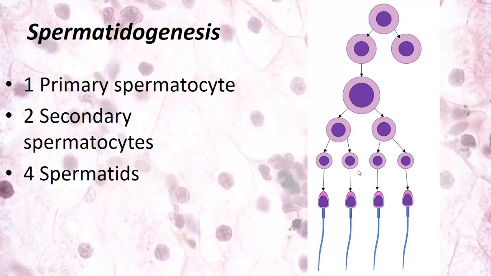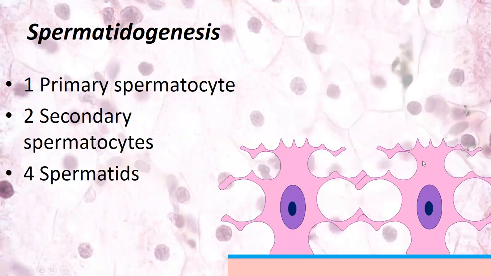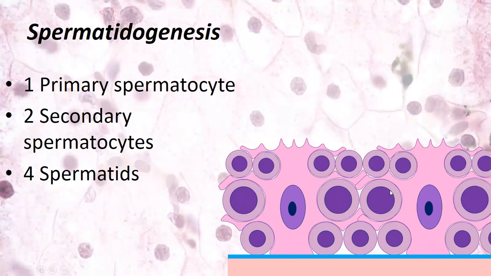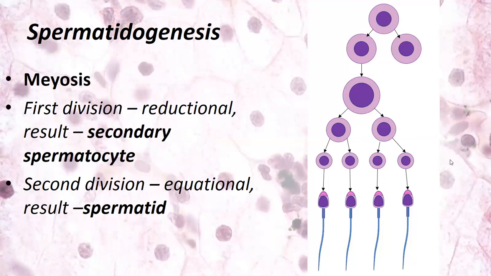It's a result of second meiotic division, and it's a result of spermatidogenesis. And here we can see spermatogonia, primary, secondary spermatocytes, and spermatids. And after that, spermatids undergo some changes and become spermatozoa. So there are 2 meiotic divisions. First meiotic division is division of primary spermatocyte, and second meiotic division is division of secondary spermatocytes.